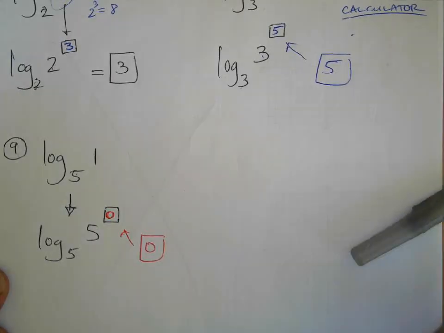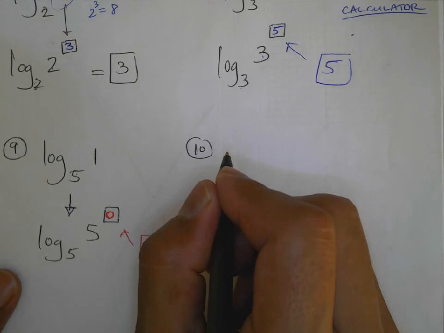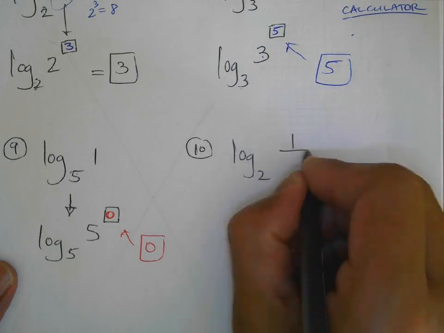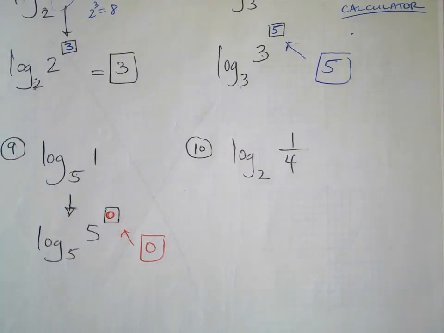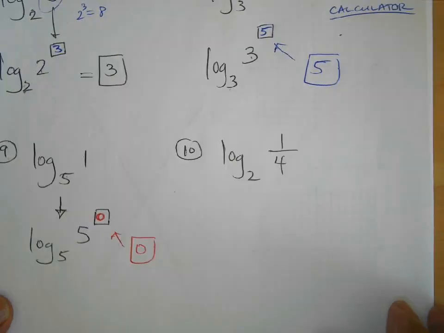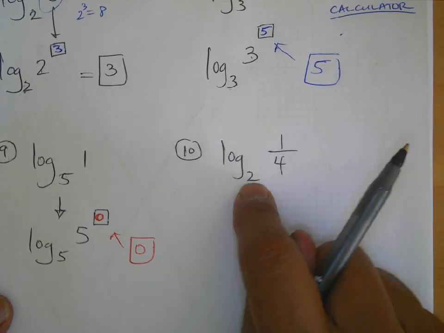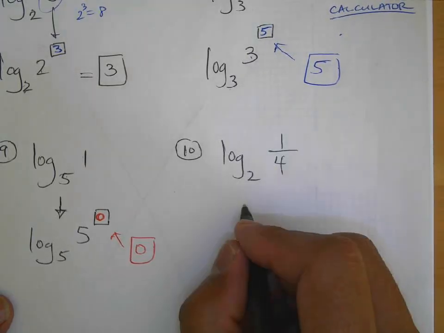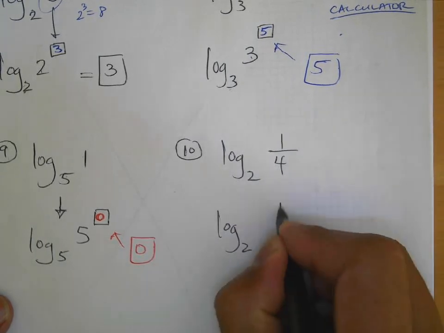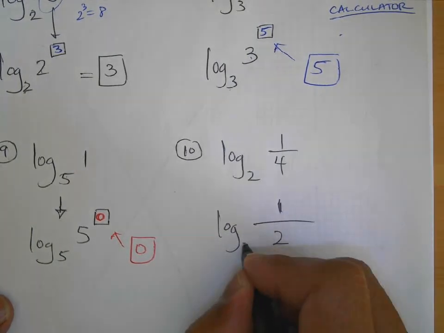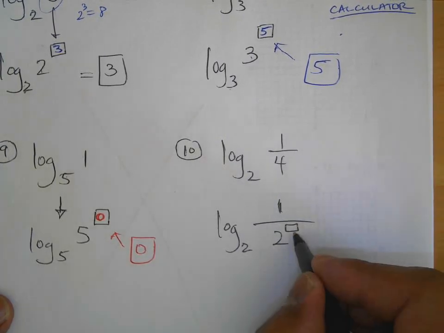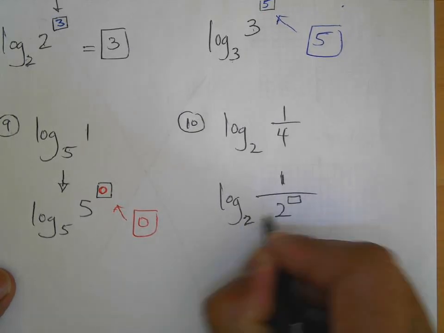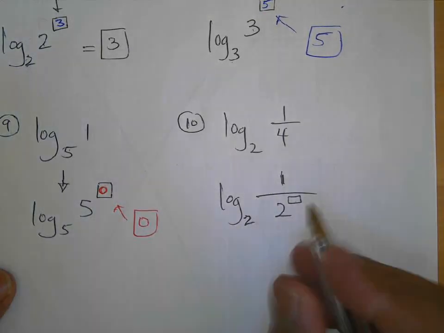Okay, number 10. What if you have this? Log base 2 of 1 over 4. Well, don't worry about the fraction right now. But this number you can get, you want it to match. So get this number to match the base. So that's going to be log base 2 of 1 over 2 to what power? 2 to what power gives you 4? I know the base has to be a 2 because of this, but 2 to what power is 4? Well, I know that that's a 2.